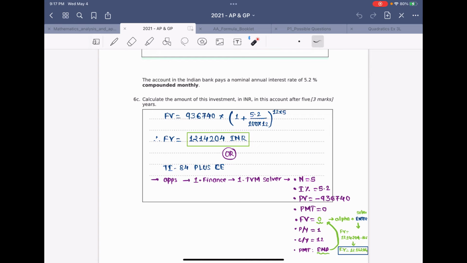Payments per year, that is 1. And compoundings per year is 12 because they said compounded monthly. In a year there are 12 months, so we are entering C/Y is 12. After PMT choose as end, go back to the quantity which we want to find. In this case, we want to find the future value. Go back, highlight the cursor on the FV, then press alpha and enter because we want to use the solve which is in green. So alpha plus enter.